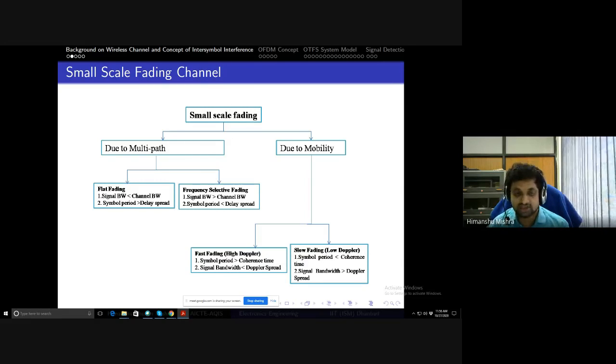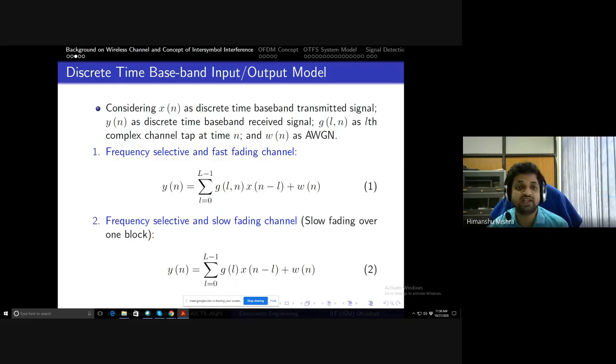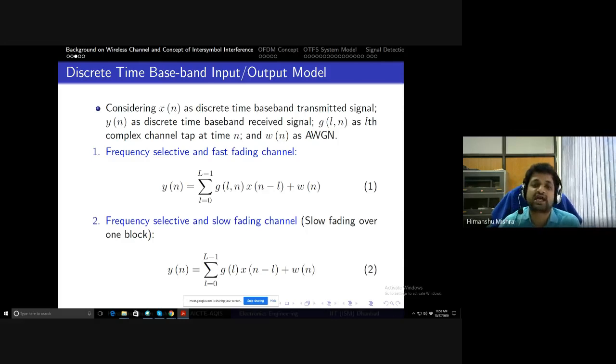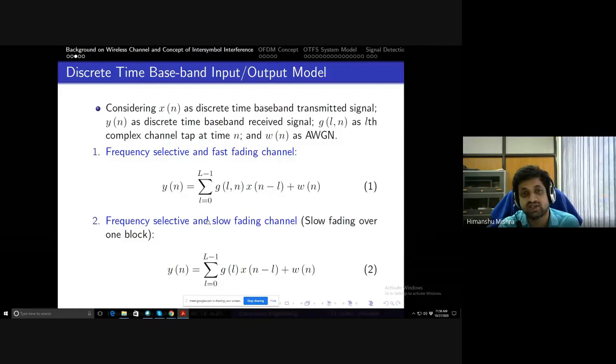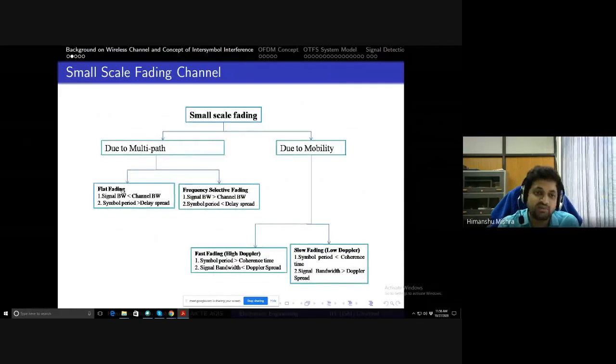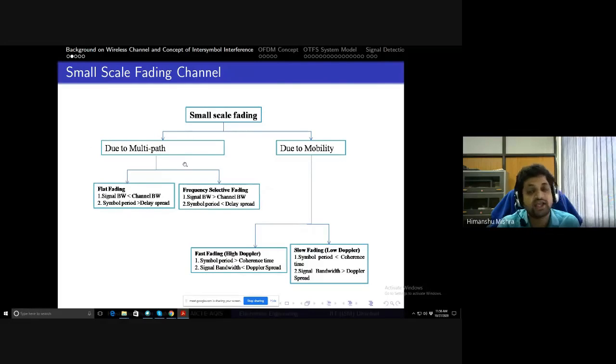So these are the basic concepts, and let me tell you what the system model is for these various types of channel dependence. That means we have four combinations of channels. One channel can be frequency selective and fast. That means you take one combination due to the multipath, and you take one due to the mobility, due to the time varying nature of the channel.